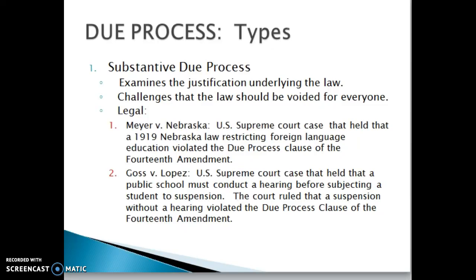Again, this was heard by the U.S. Supreme Court. The court upheld the case that the public school must conduct a hearing before subjecting a student to suspension. The court ruled that a suspension without a hearing violated the Due Process Clause of the 14th Amendment.